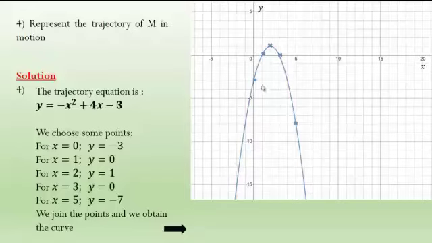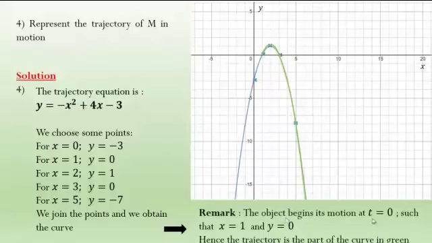But is this the trajectory of the object in motion? Does the object in motion start from this point? How do we know? Now we will take the time t equals 0. At t equals 0, we had x equals 1 and y equals 0 by substitution. This means that when the object starts moving at t equals 0, it starts from the point where x equals 1 and y equals 0, which is this point. This means the trajectory of the object is only the part which is in green. This is the trajectory described by the object.